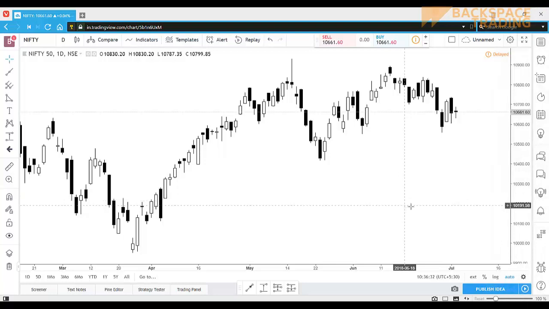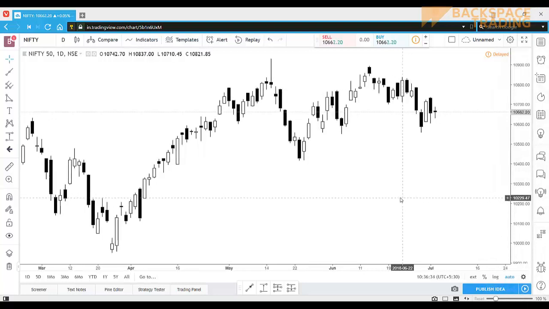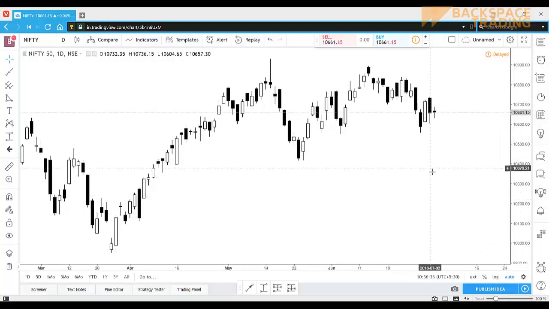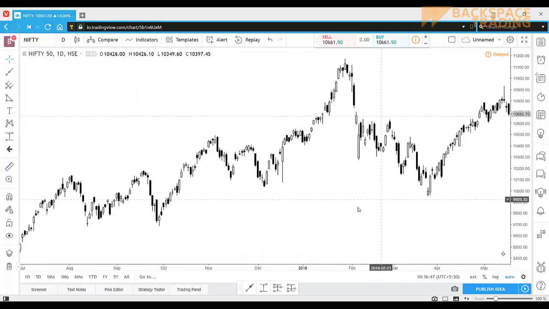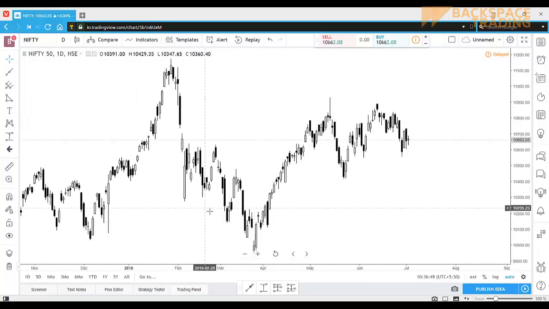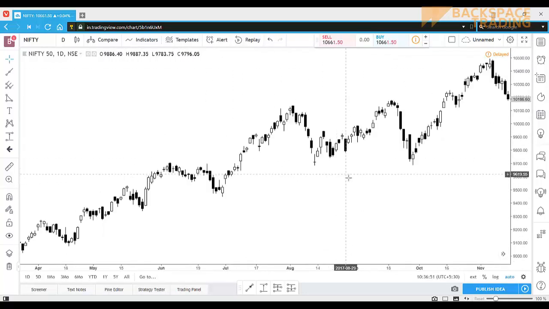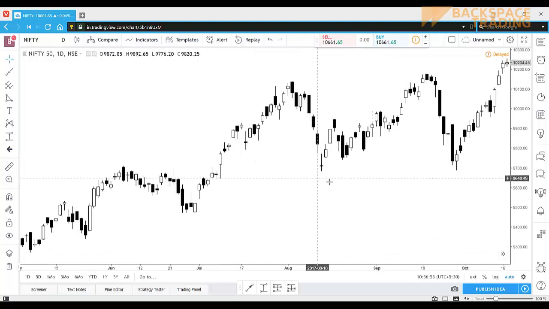Okay, let's see how we do the Fibonacci retracement tool and how it can be used on a chart, because what you just learned was just theory. Okay, so what I have is a Nifty chart. What it does is to measure the pullback.